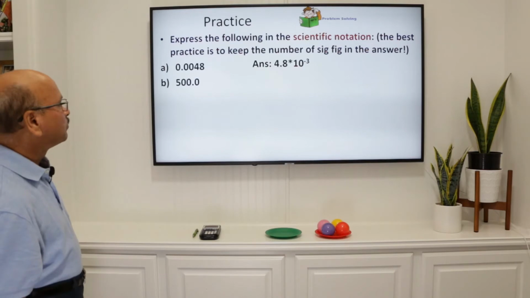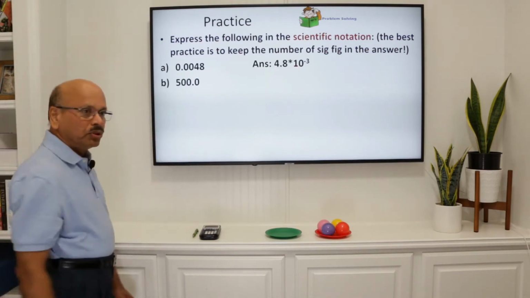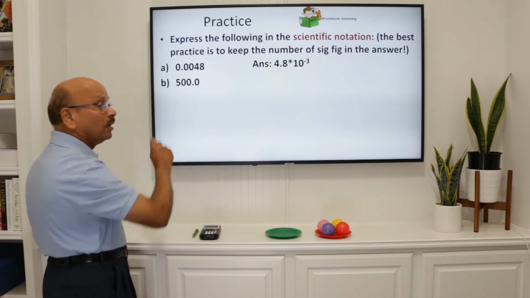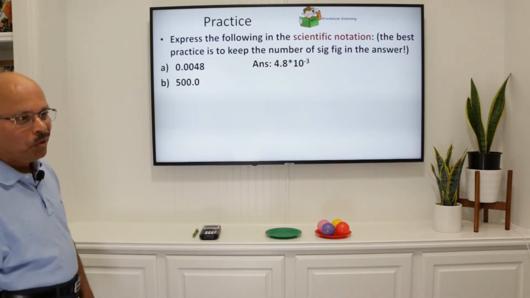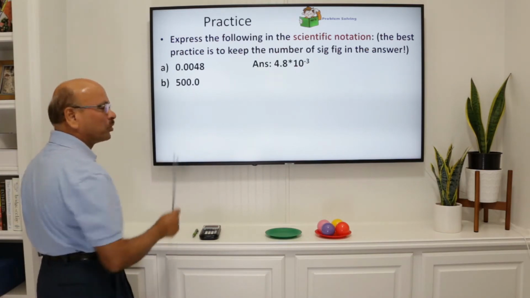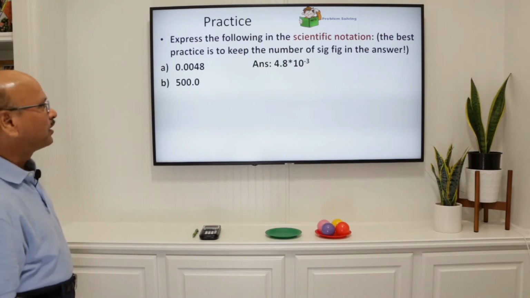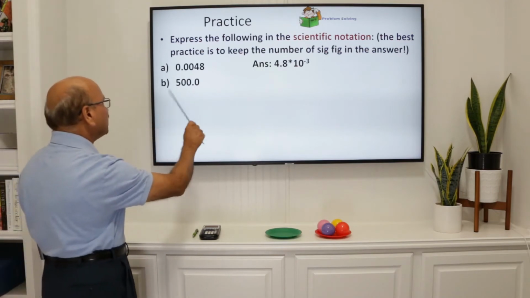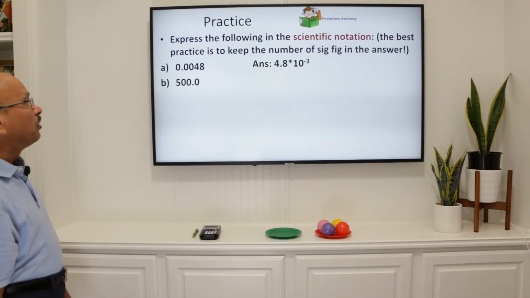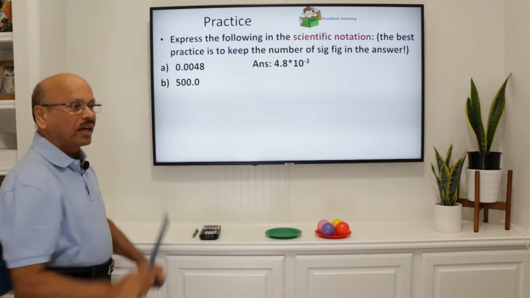Let's take the next one. 500.0. Now, this number has 3 ending zeros. And what's the rule? The ending zeros are significant if there is a decimal point shown. Now, this number shows a decimal point. So those zeros are significant. So this number has 4 significant figures. All of them should come in your answer.